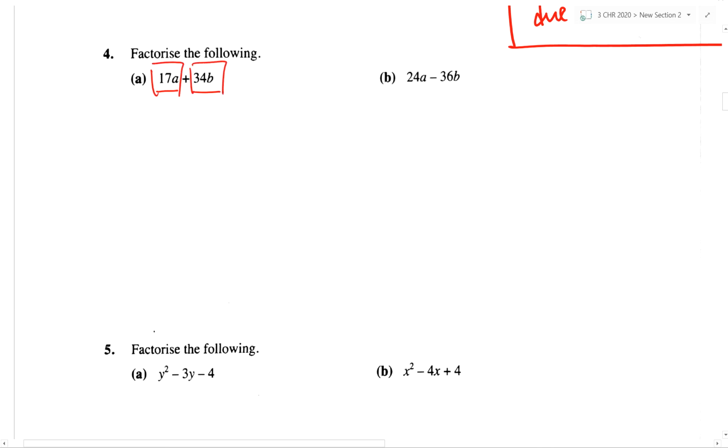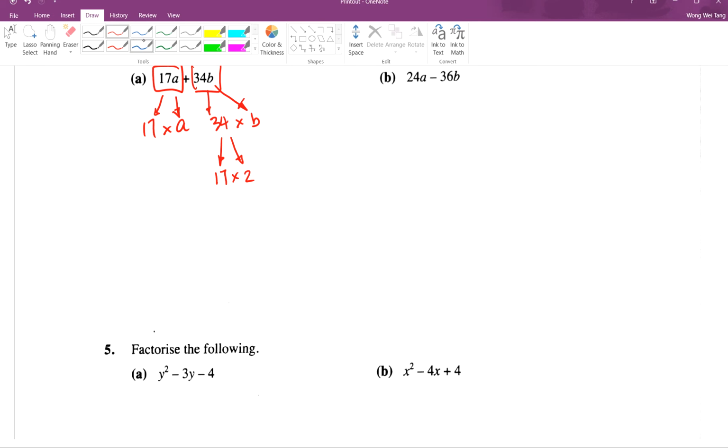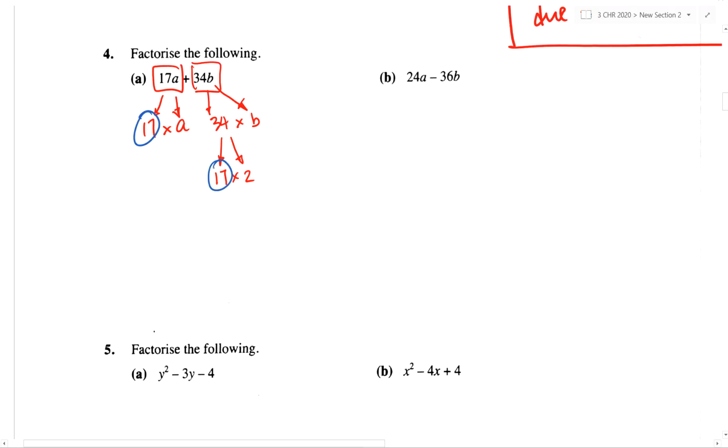Within 17a, we see that it is made out of 17 times a. This 34b is made out of 34 times b. Now this 34 itself is made out of 17 times 2. So we see that for these two terms, 17a and 34b, there is a common factor, and the common factor is 17. So we're going to factorize out 17.